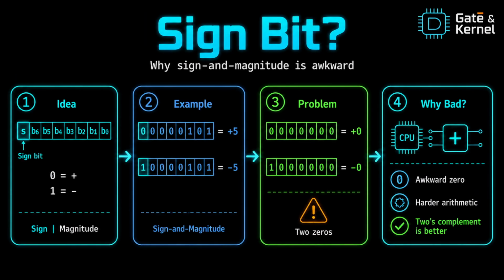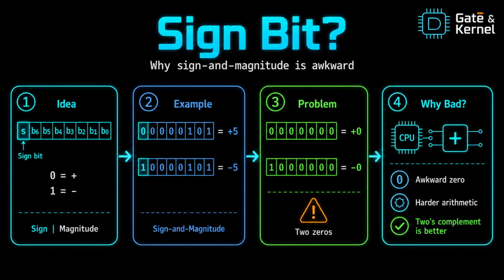Chapter 2. Why not just use one sign bit? A simple idea is to use the leftmost bit as a sign. 0 could mean positive, and 1 could mean negative. Then, for example, positive 5 could be 00000101, while negative 5 could be 10000101. This is called sign and magnitude.